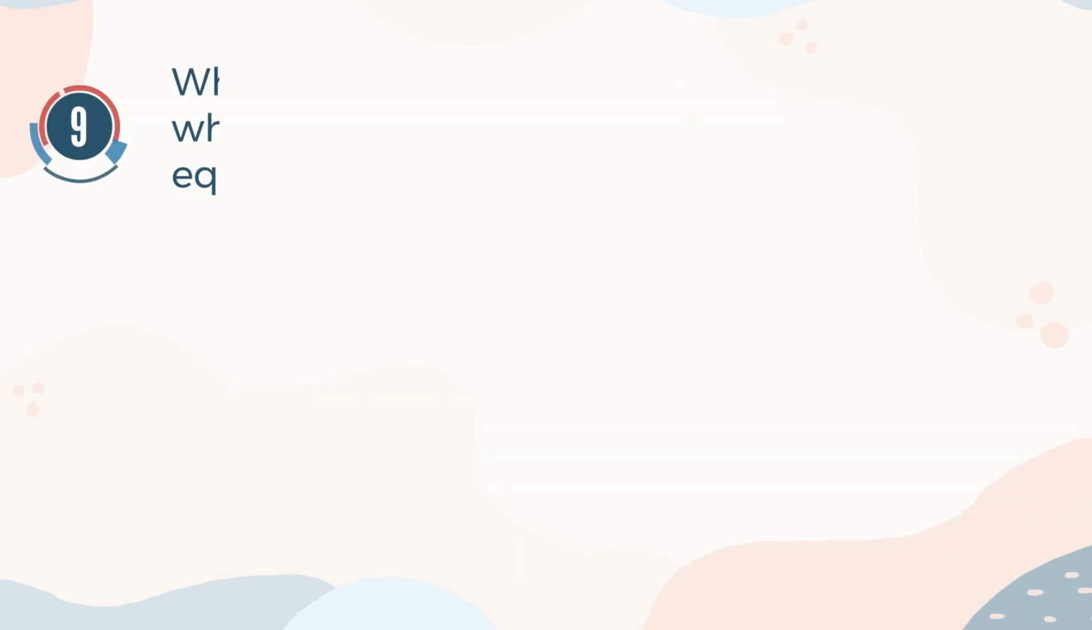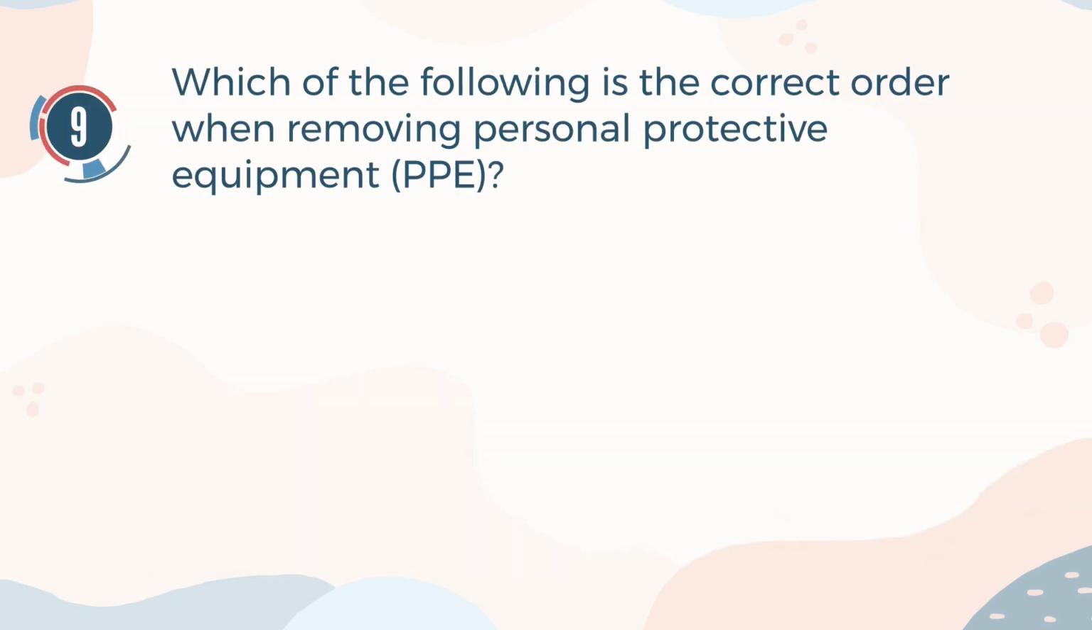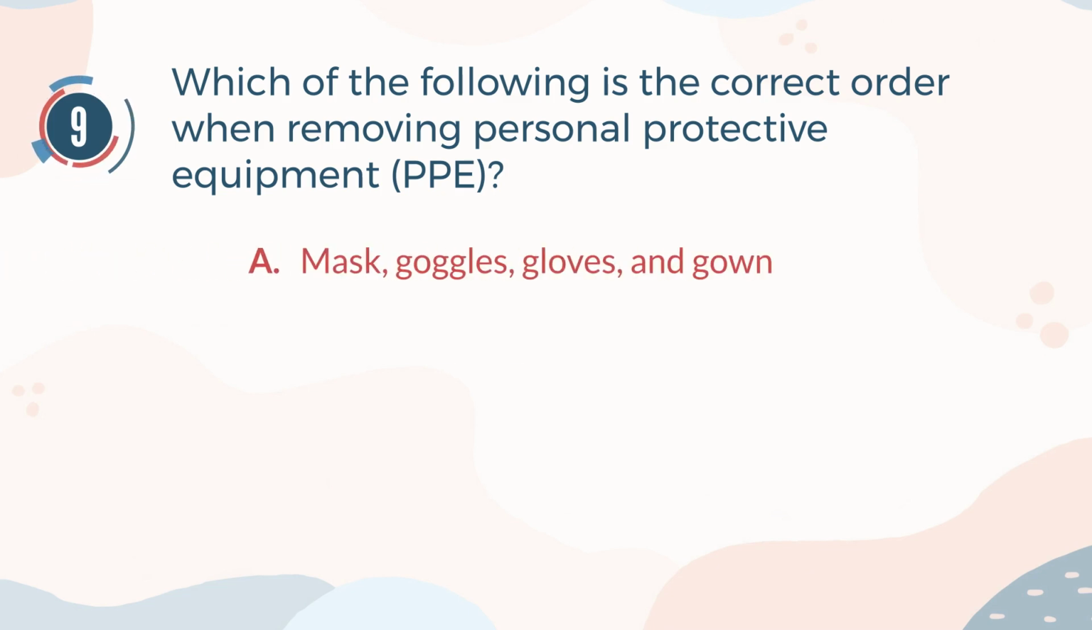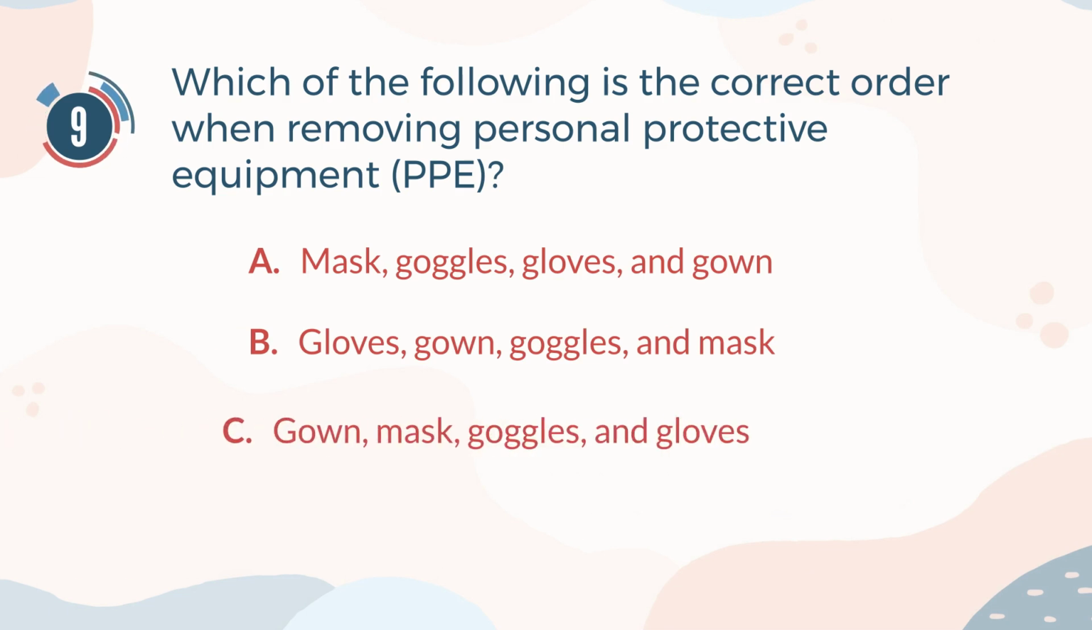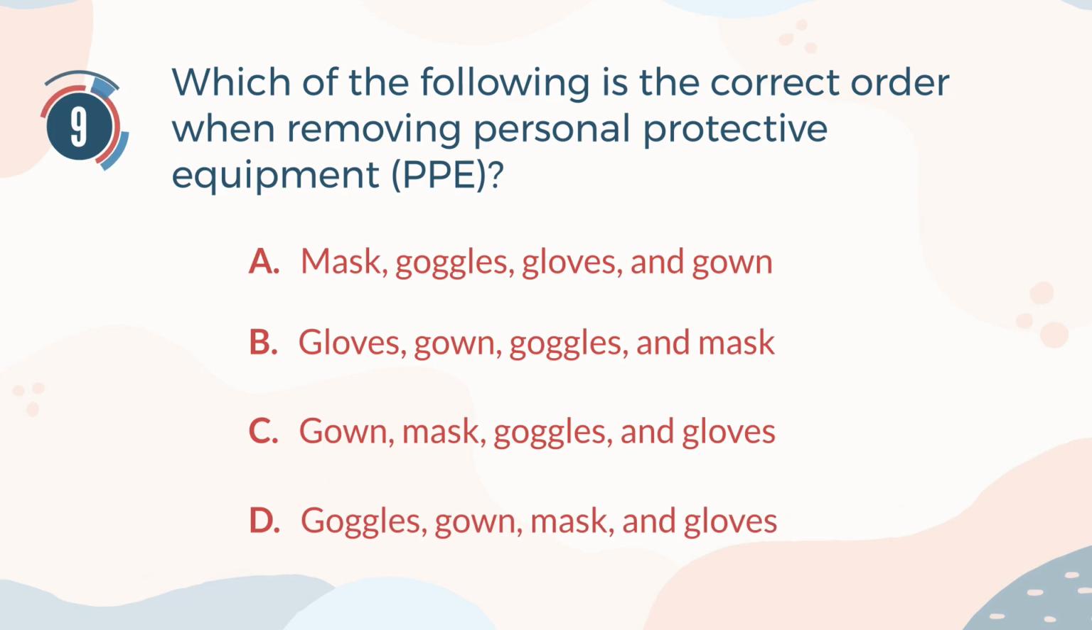Number 9. Which of the following is the correct order when removing personal protective equipment? A. Mask, goggles, gloves, and gown. B. Gloves, gown, goggles, and mask. C. Gown, mask, goggles, and gloves. D. Goggles, gown, mask, and gloves. The correct answer is B.